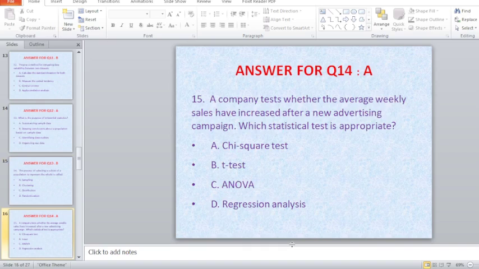Question number 15. A company tests whether the average weekly sales have increased after a new advertising campaign. Which statistical test is appropriate? A. Chi-square test, B. t-test, C. ANOVA, D. regression analysis. The answer for question number 15 is B. T-test.